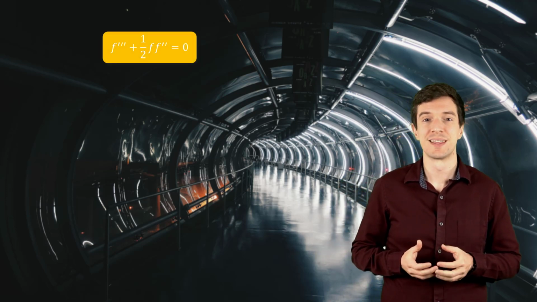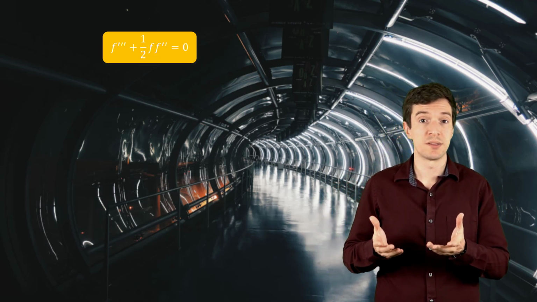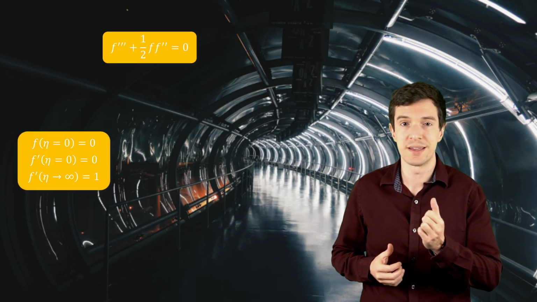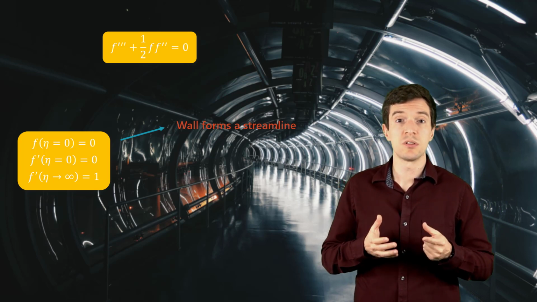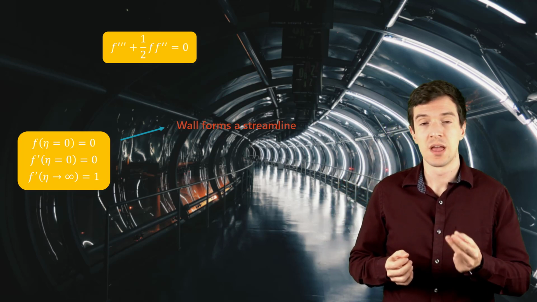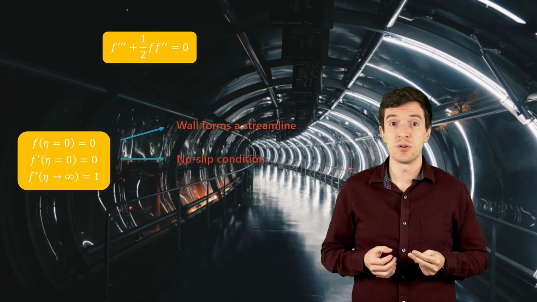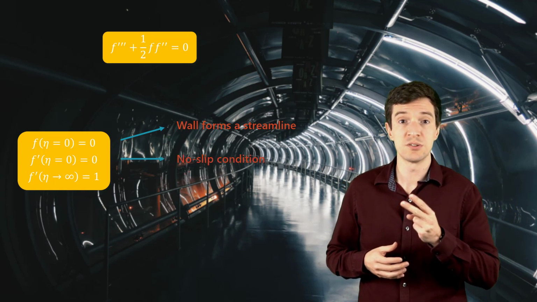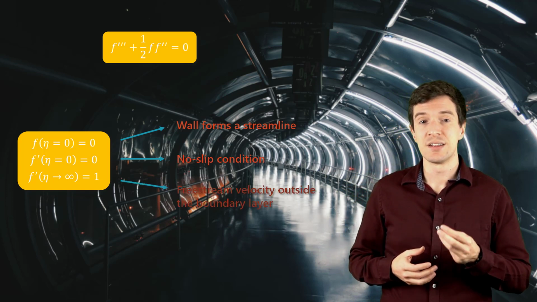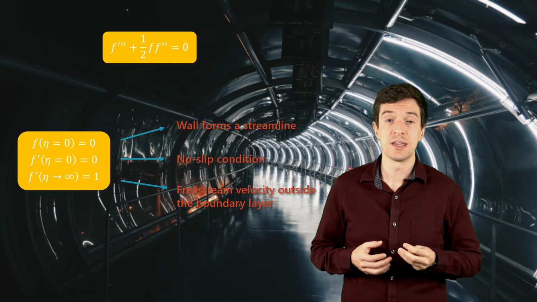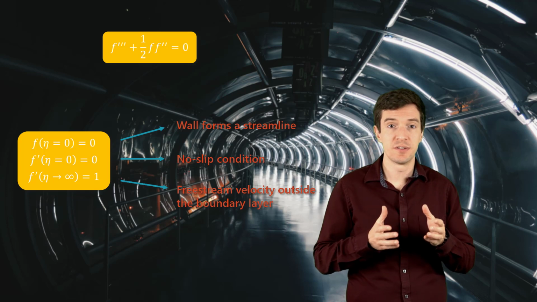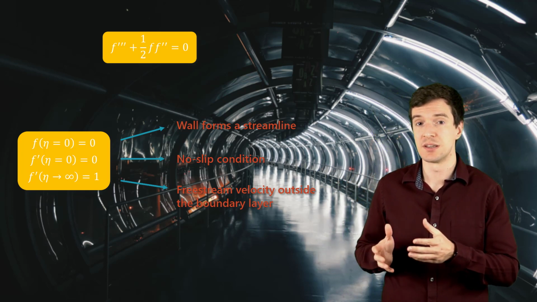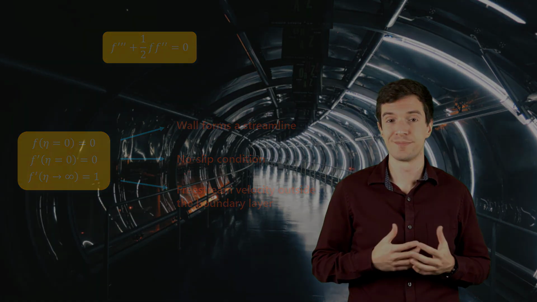This equation can be solved once we set the appropriate boundary conditions that, for our case, are f equal to 0 at the wall because the wall forms a streamline, the first derivative at the wall equal to 0 to impose the no-slip condition, and then the first derivative of f equal to 1 as eta goes to infinity to have the velocity equal to the free stream velocity outside the boundary layer.